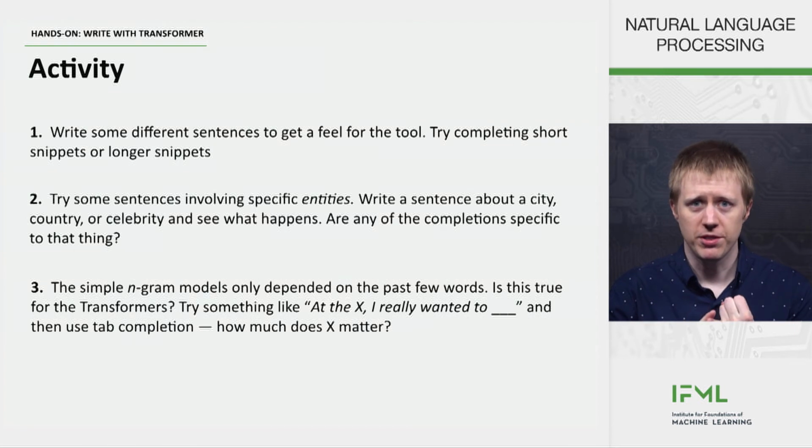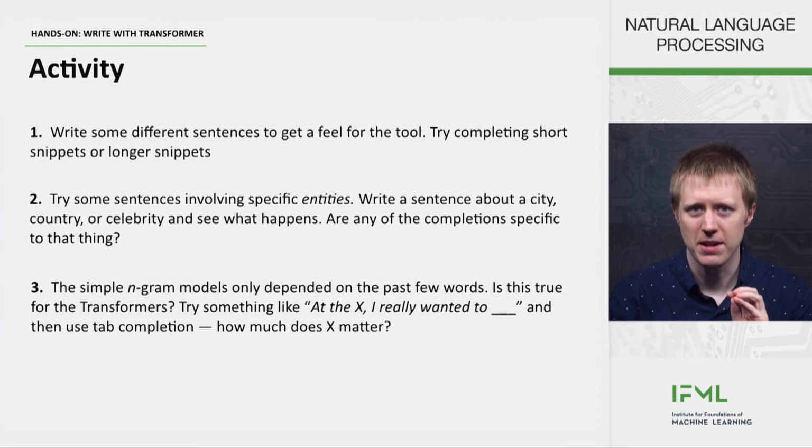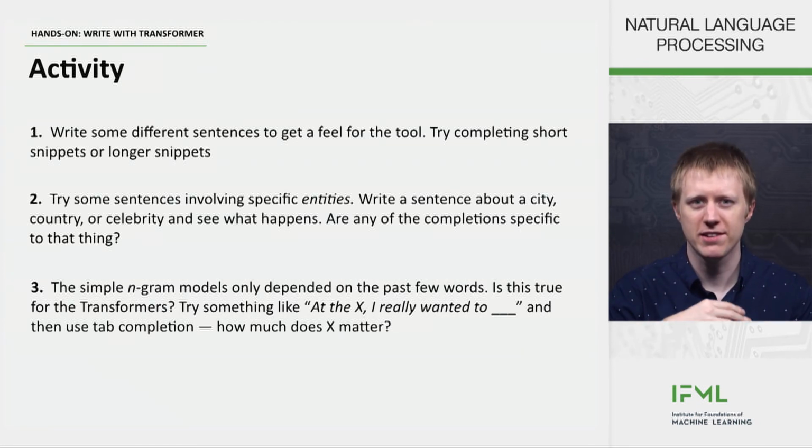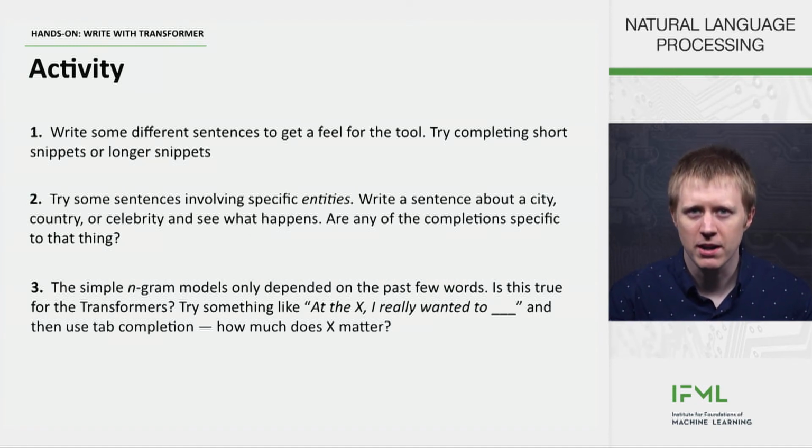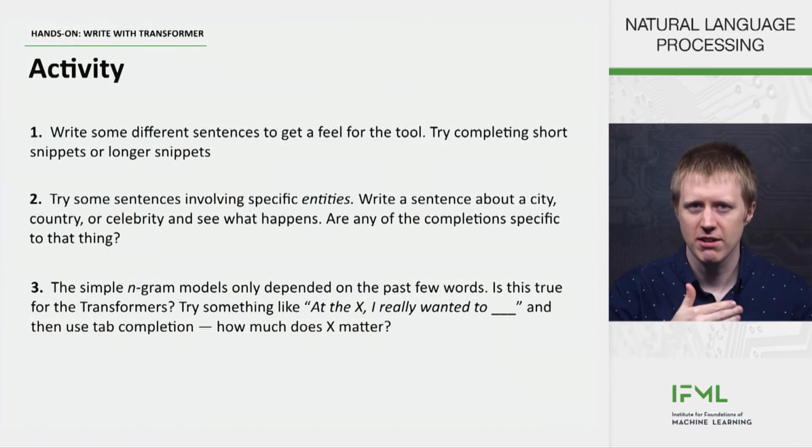All right, here's what I want you to do. First, just play around with this. Write some different sentences. Start completing in the middle of them. See what happens. Second, I want you to see what happens when you put in specific entities. Now, entities are basically proper nouns. So maybe write a sentence about a city or a country or a celebrity or something like that. And then see if you complete the model, does it seem to know something about that city or that country or that celebrity? Are the completions kind of generic, or are they maybe specific to that particular thing?